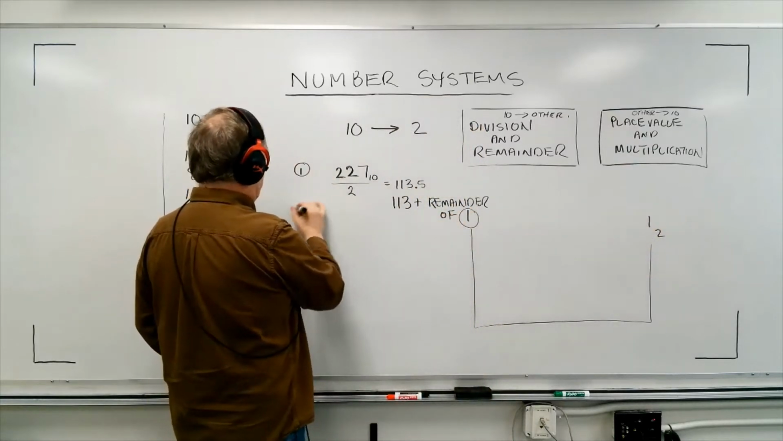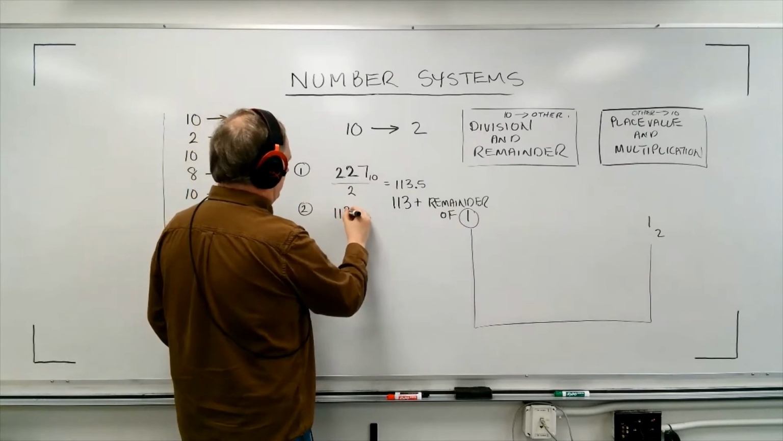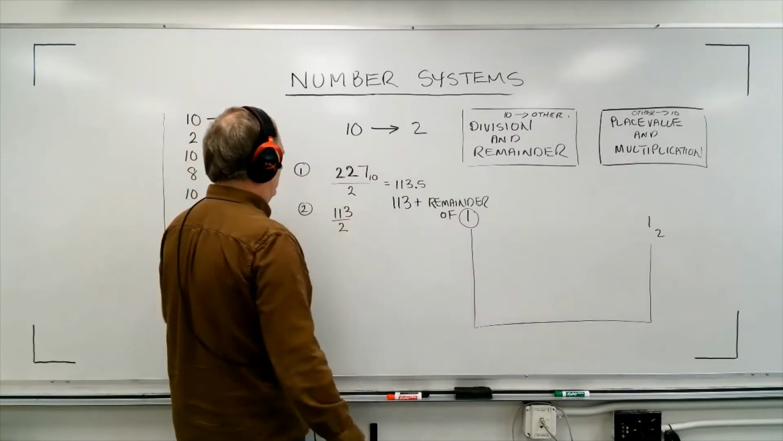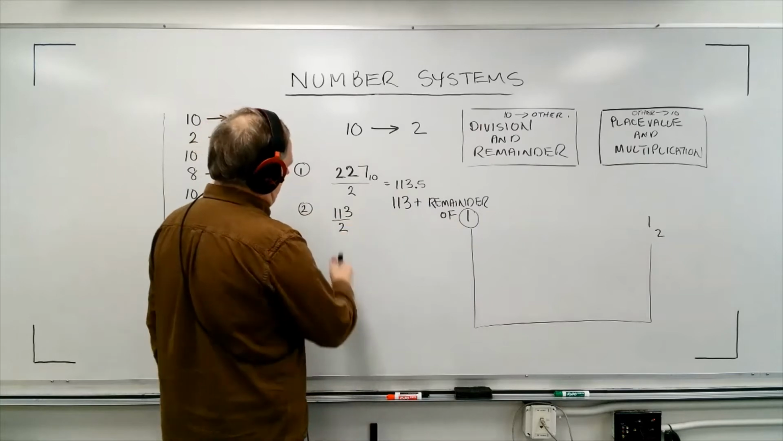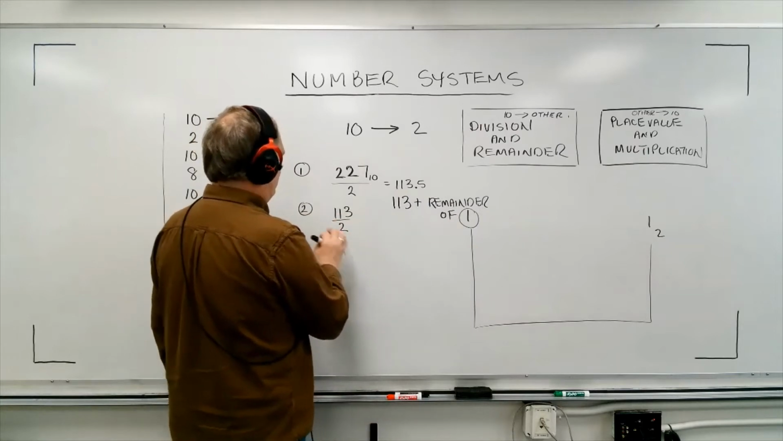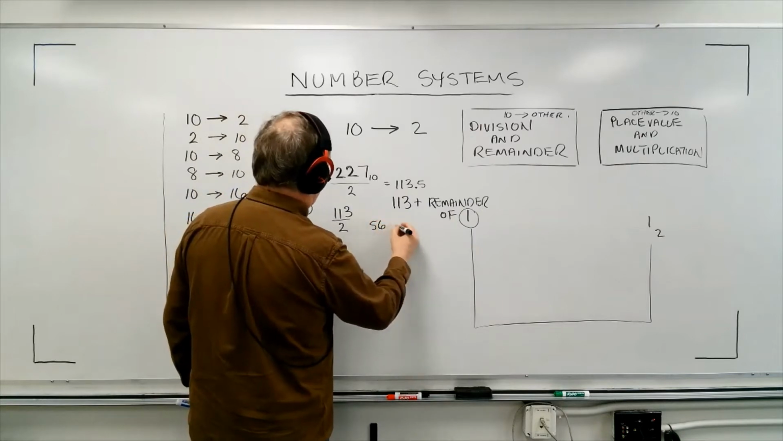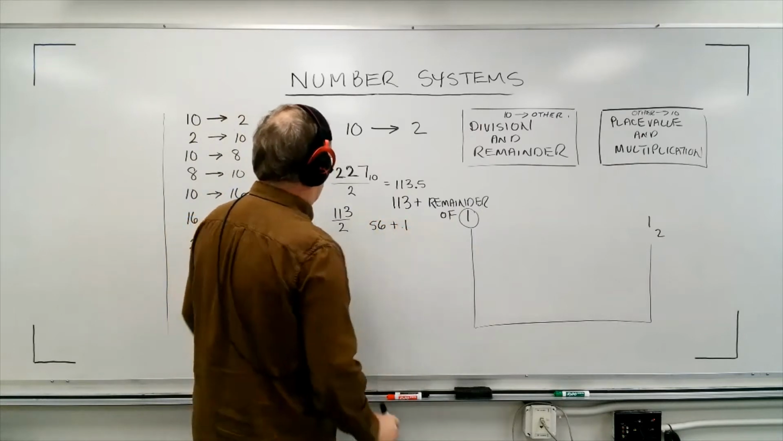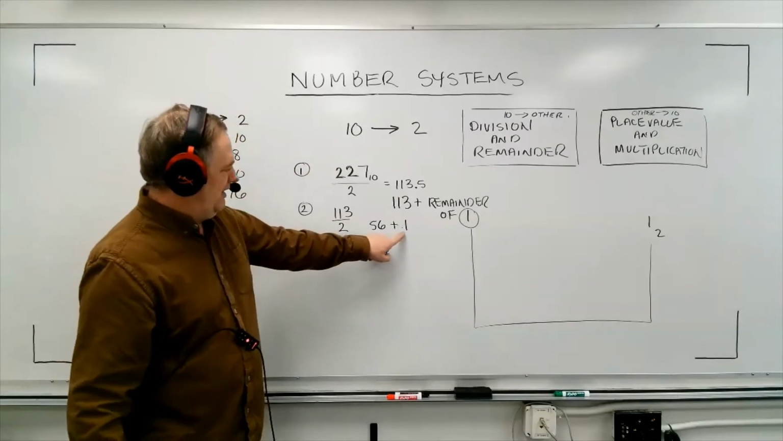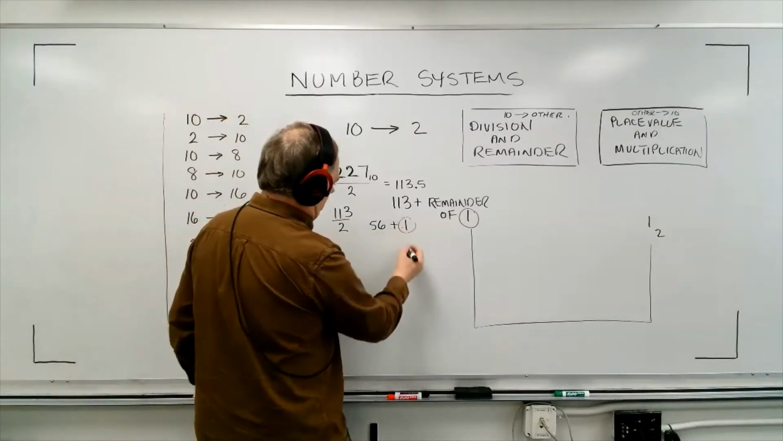Step number 2, 113 divided by 2. Now that's got to be 56, because 56 times 2 would be 112. So it's going to be 56 plus 1. Okay, do you see where I'm going with this? This 1 is the remainder. And so I'm going to go like this.